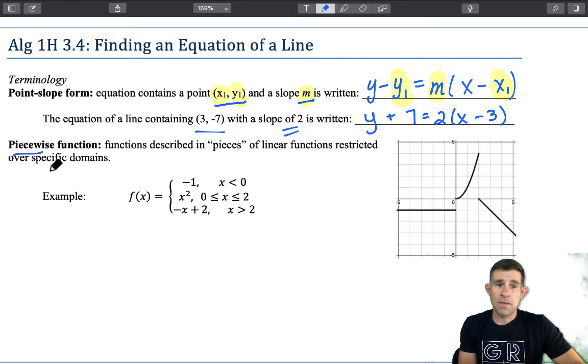Next piece of terminology that we're going to talk about today is called a piecewise function. Now, if you break down that word piecewise, you can see that it has the word piece in it. And what it is, it's just piecing together multiple functions over different domains or different intervals.